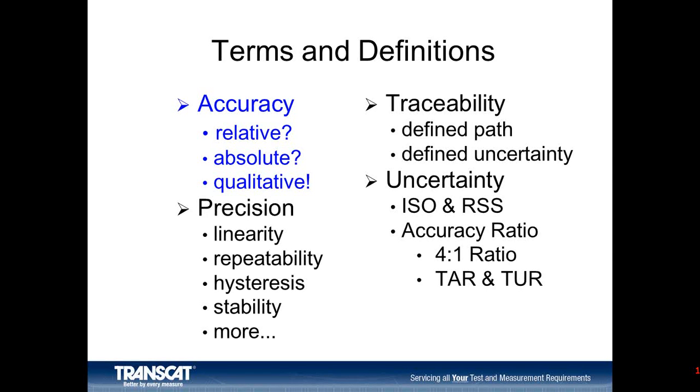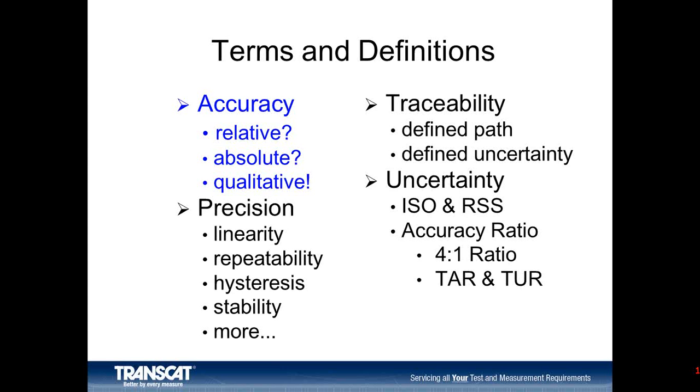First on the list is the term accuracy. What does that mean? Actually, it means different things to different people, but it is a qualitative representation of the capability of a tool, an instrument, or an indicator.